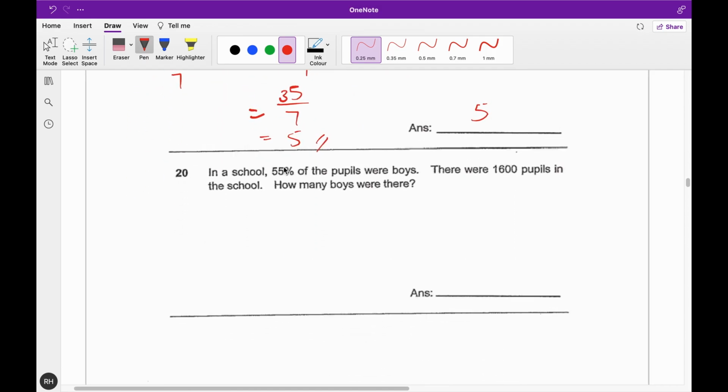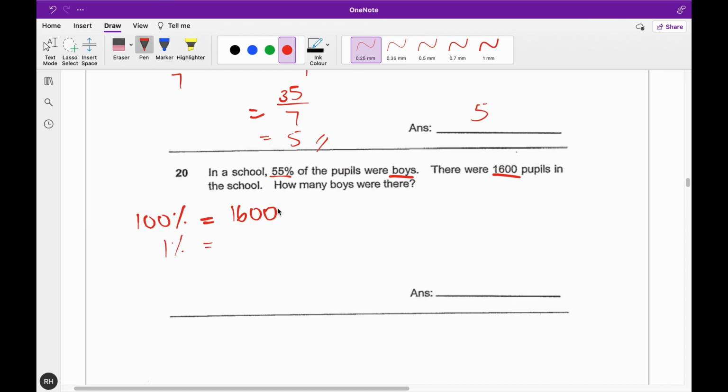Question 20. In a school, 55% of the pupils were boys. There were 1,600 pupils in the school. How many boys were there? So 55% of the pupils belong to boys, 1,600 pupils in the school. So we can say that 100% is equal to 1600 students.